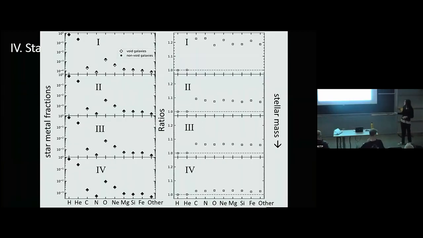Repeating this process for all 4 of my stellar mass bins, plotting the lowest stellar mass on the top and the highest stellar mass on the bottom here, we see that across all stellar masses, non-void galaxies remain more metal enriched than their void galaxy counterparts, but that this ratio tends to decrease as we go to our higher stellar mass bins. So whereas the non-void galaxies in our lower stellar mass bin were about 20% more metal enriched than their void galaxy counterparts, in the highest stellar mass bin, our non-void galaxies were only about 2 to 3% more metal enriched than their void galaxy counterparts.